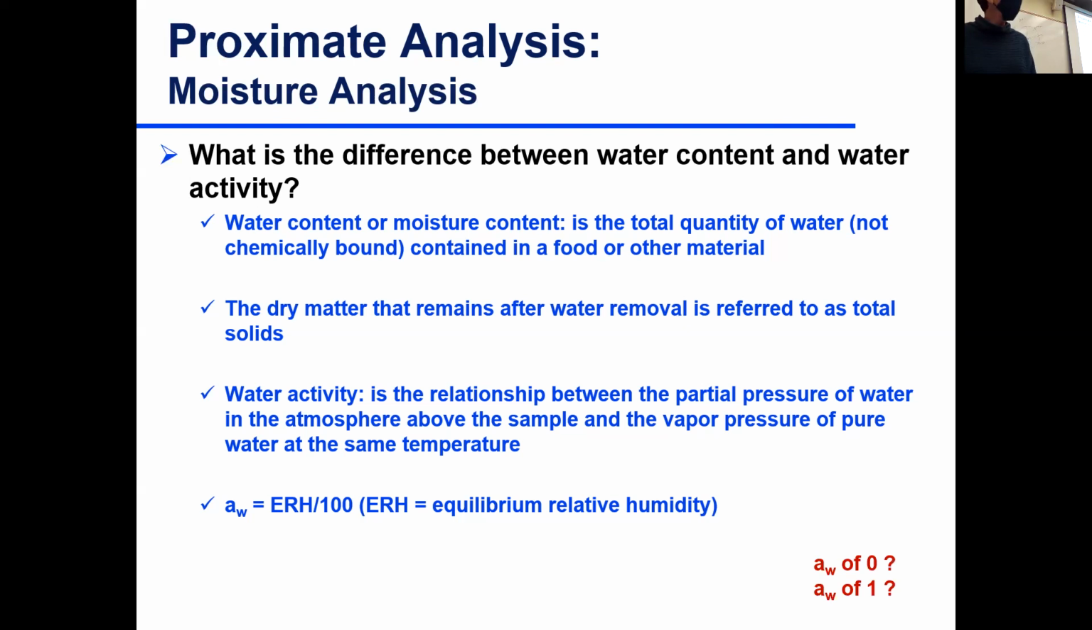Okay. So basically, a water activity of 0 is very, very dry matter. You don't have any free moisture. And then a water activity of 1 is basically water. Okay? You have no other components that are interacting with the water.